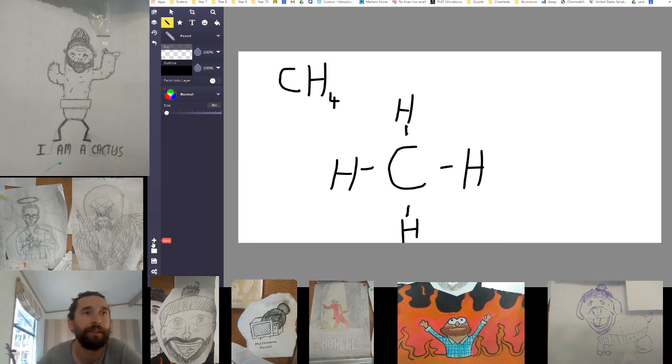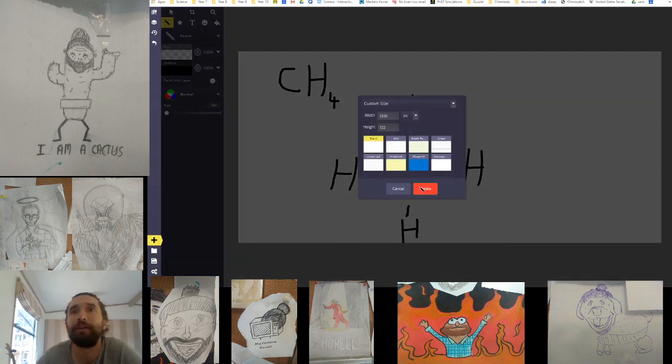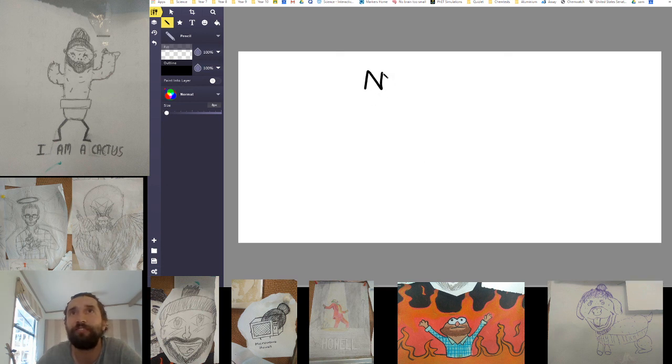Final one. Last one we're going to do is NH3. They all seem to have hydrogen in them for some reason. So nitrogen has an atomic number of 7. So it's got 2 in its first shell, and then we do 5 in the outer shell.